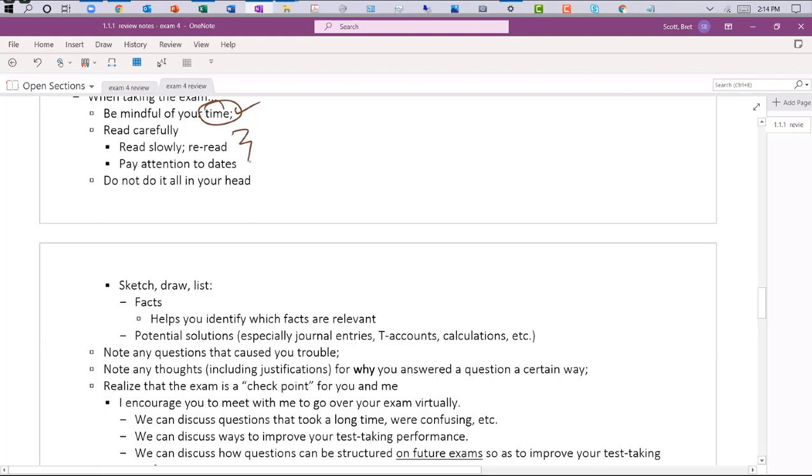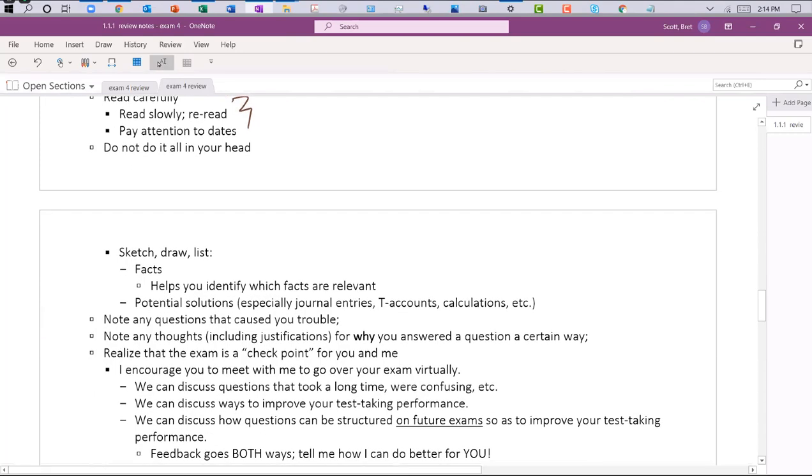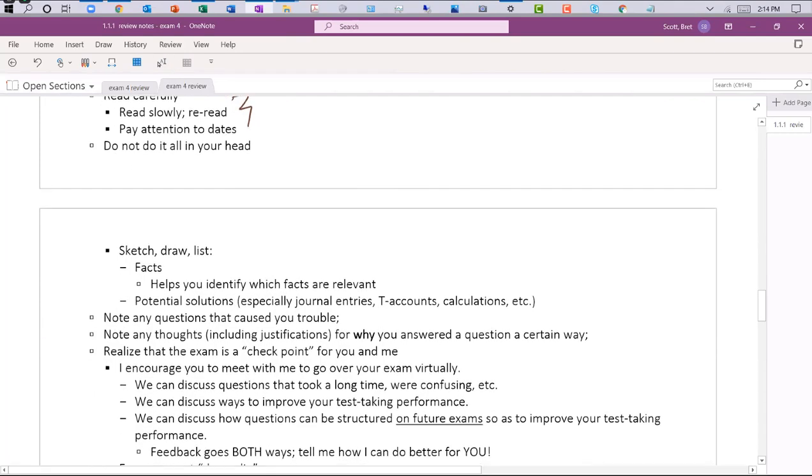Draw everything out. Sketch down the facts. Make sure you practice writing down facts on scratch paper. Okay, and scratch paper is going to be your way of communicating your thought process to me when all is said and done. Don't do it all in your head.